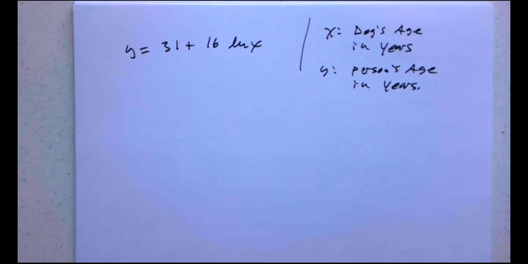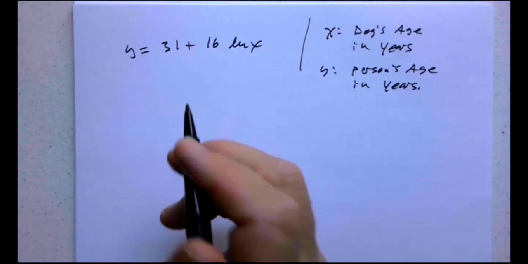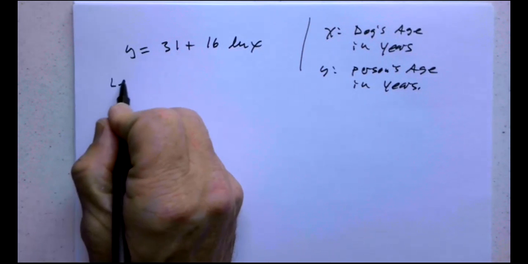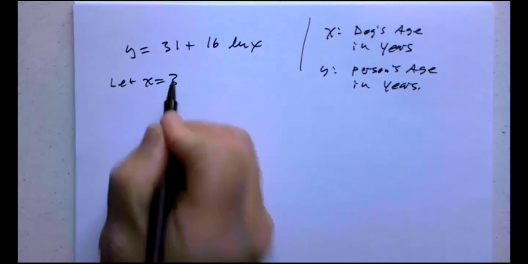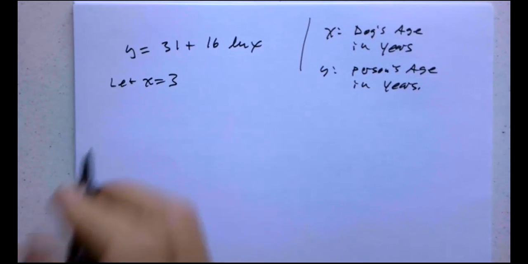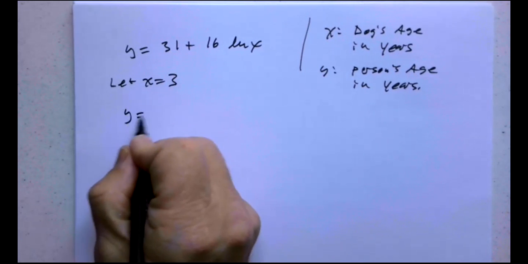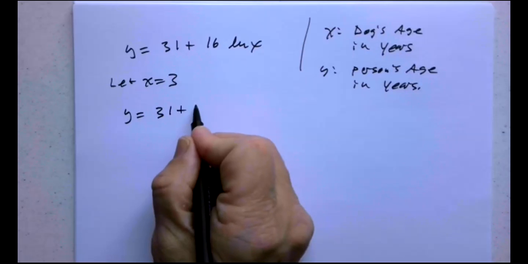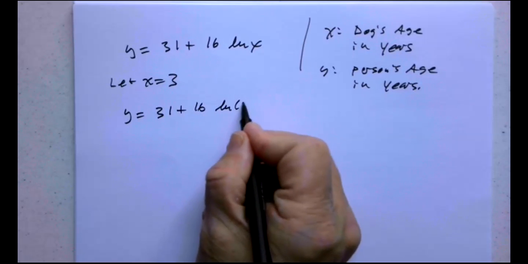So the question asked us, what would be the person's age if the dog is 3? My dog is 3 as I record this, or just about 3. So let x equal 3. We want to find out what the person's age is. So y then would be 31 plus 16 times natural log 3.